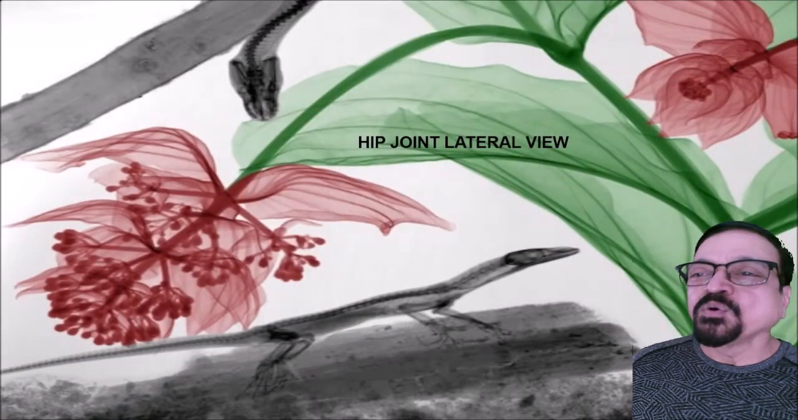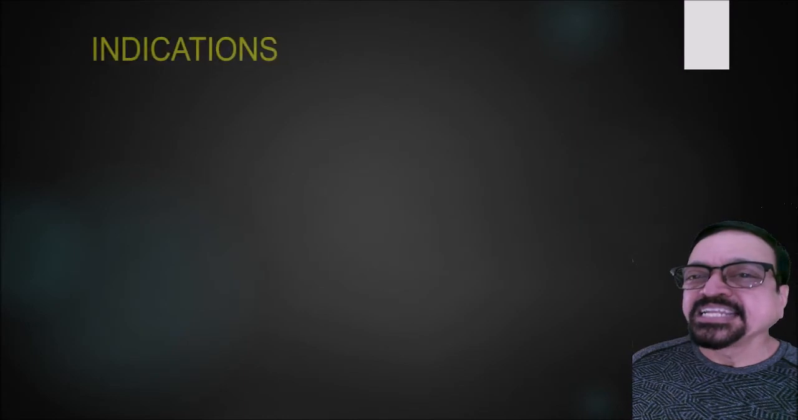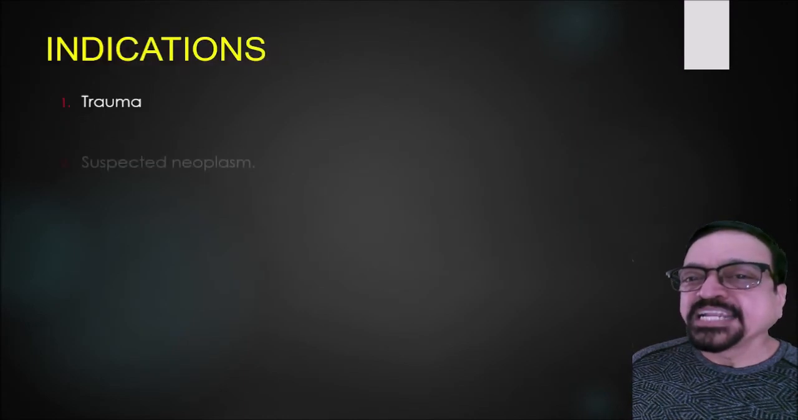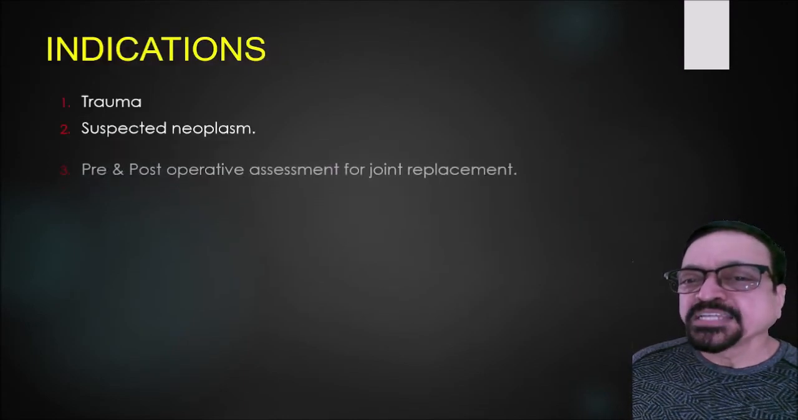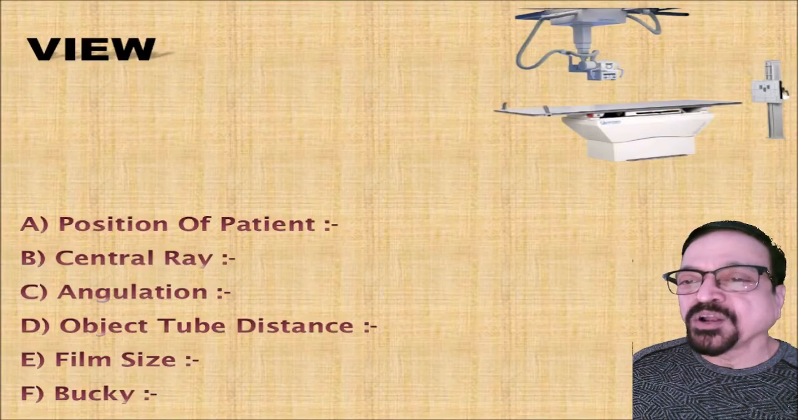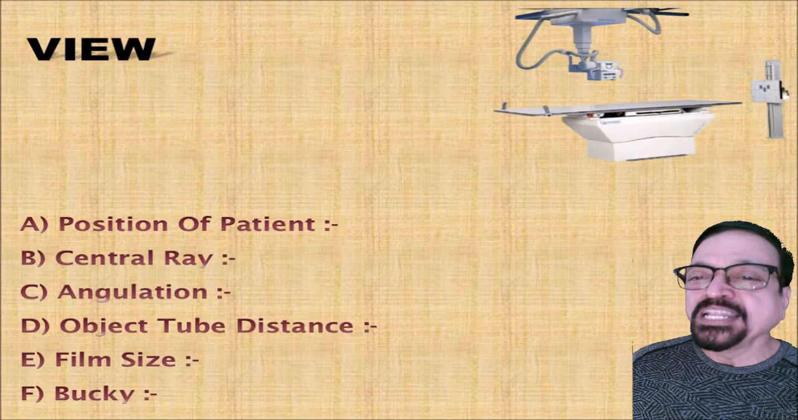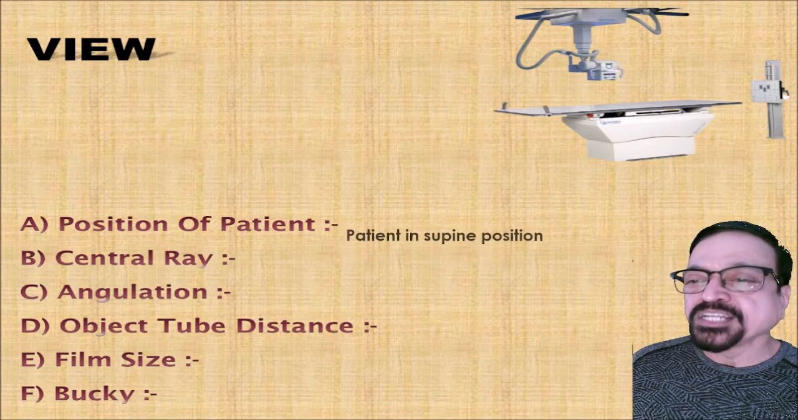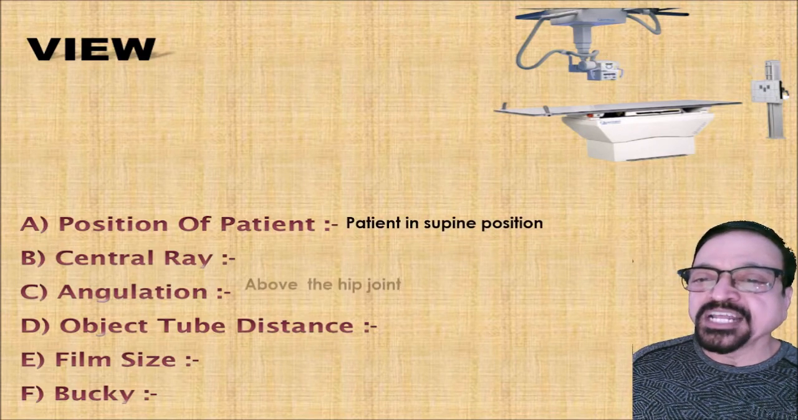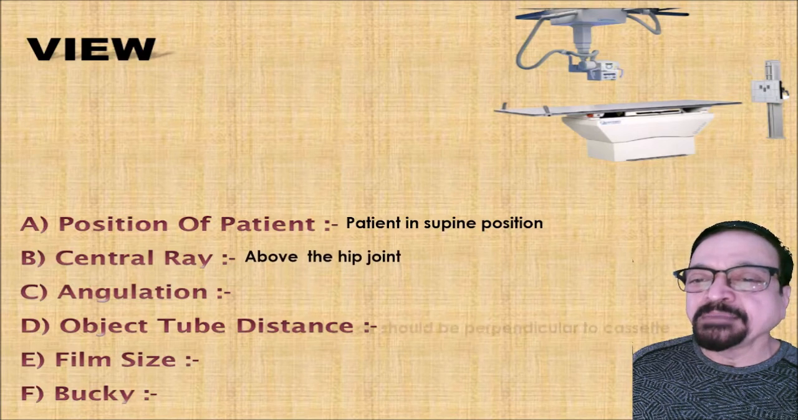Now let's go to the hip joint lateral, that is the second position. What are the indications? Trauma, suspected neoplasm, pre- and post-operative assessment of joint replacement, and anything that is painful will need this for confirmation. Patient is in supine position, central ray is above the hip.